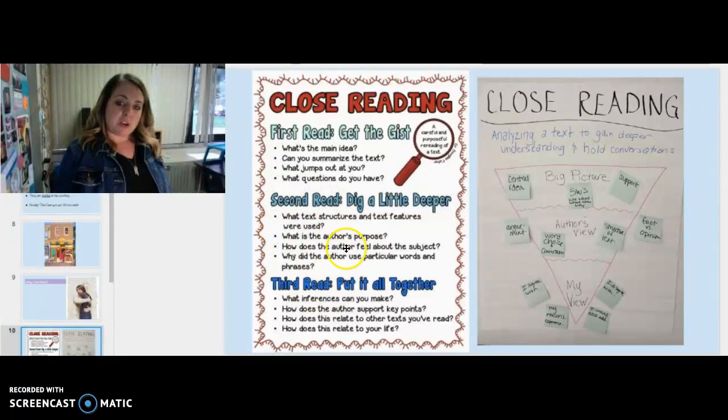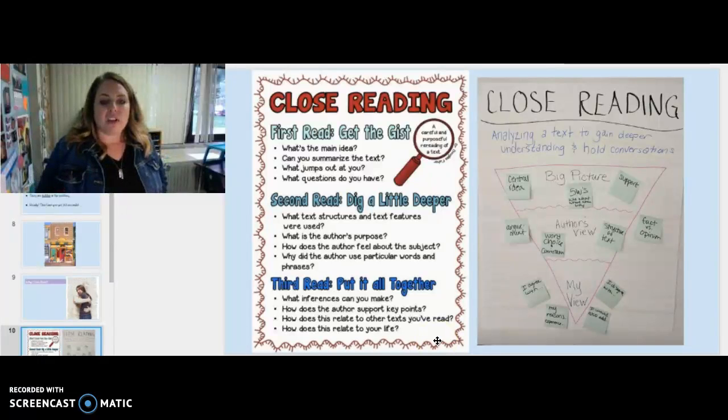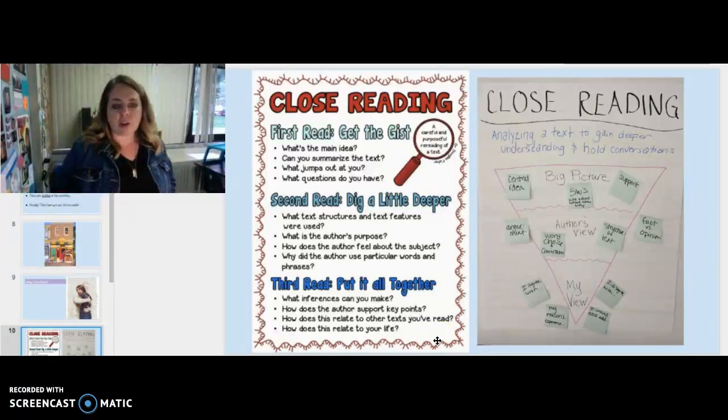So that's the second time that you read it, and that's going to help you get a more enriched view. And then the third time is when you really go that really deep level and you're thinking about the inferences that you can make. You're looking at how the author supports their ideas. You're looking at how this relates to other texts that you've read and how it relates to your own life.